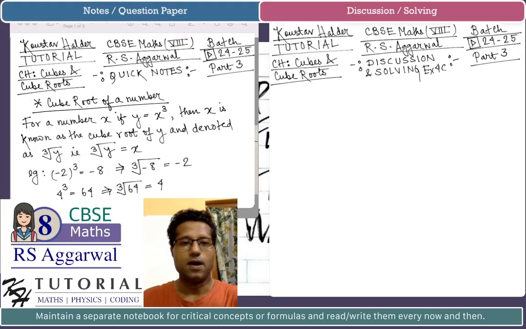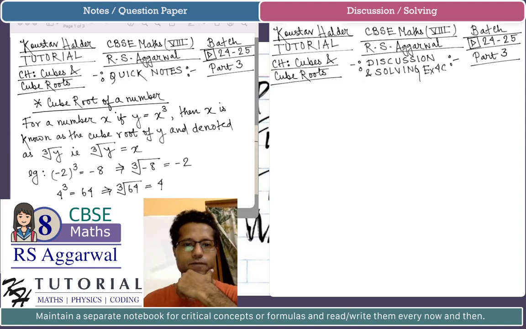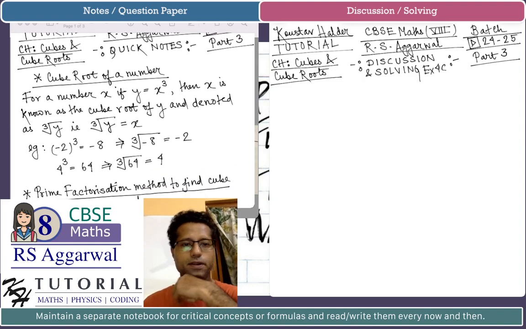Okay, so I have my quick notes prepared on the left hand side, and on the right hand side I will do the discussion and solve the problems from exercise 4C. So in this video I will discuss the cube root of a number. I will not read through the notes line by line, but you can refer to my notes as and when I speak and discuss.